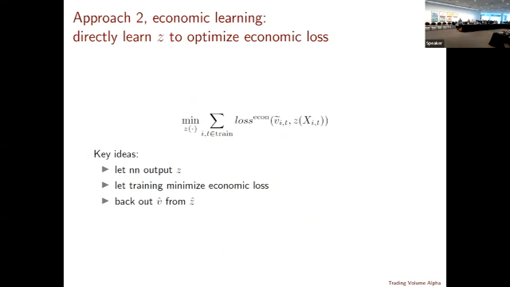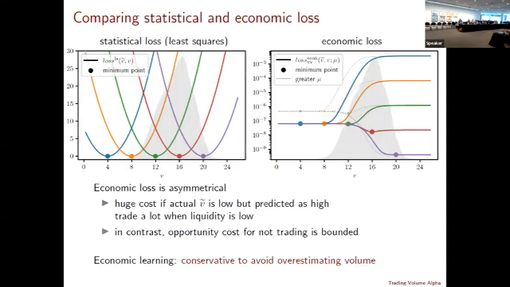And what you're going to do by doing that is what this optimization is going to solve. It's going to solve for Z, but there's a 1-to-1 mapping between Z and V, right? Z is going to imply what your volume prediction would be to minimize that economic loss. And that's going to turn out to be a better predictor out of sample, okay? So let's take a look. I think it's worth spending time on this picture, even if I run out of time.